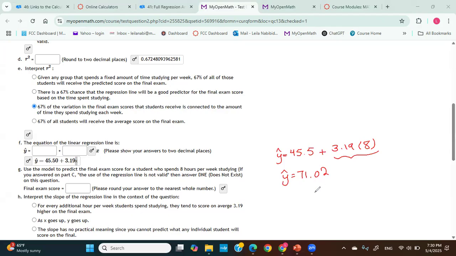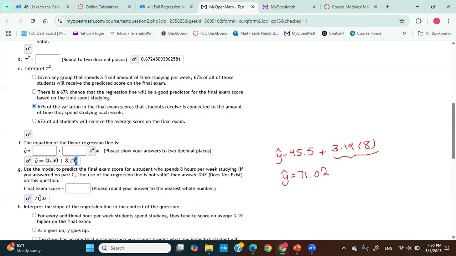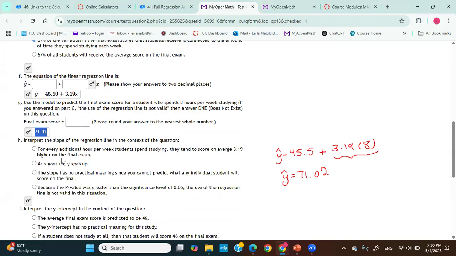So we replace the 71.2 here, and the answer is 71.2. Yes, that's correct. Now I ask you to interpret the slope of the regression line.